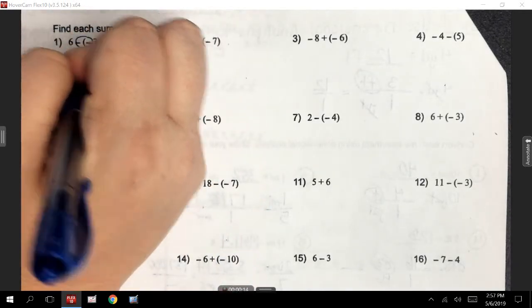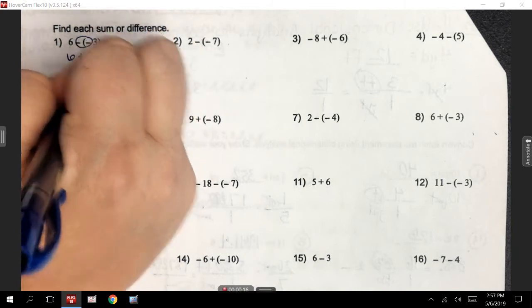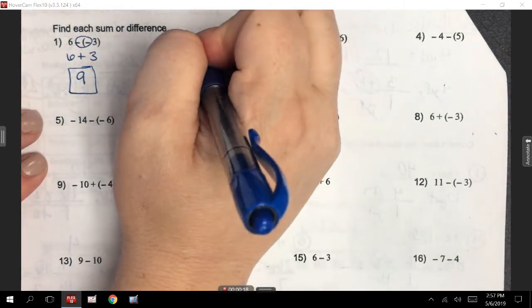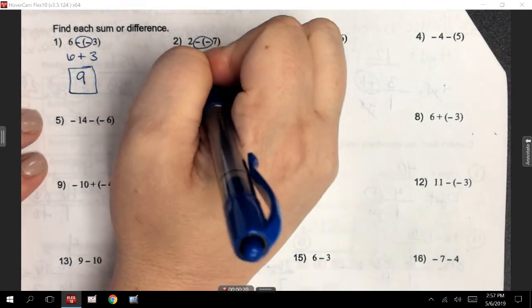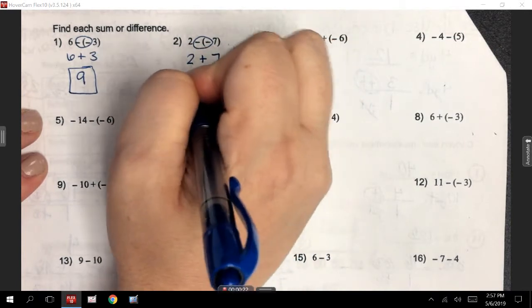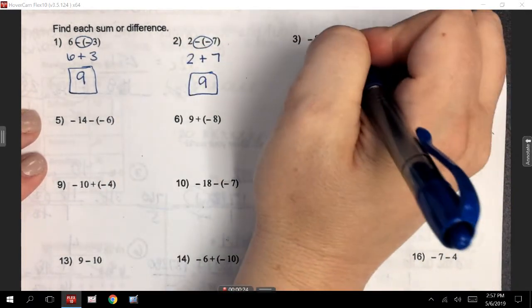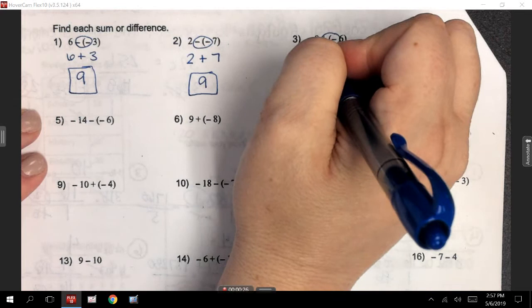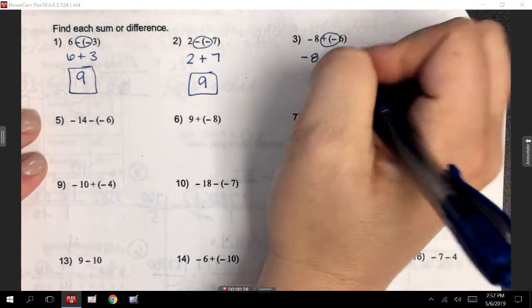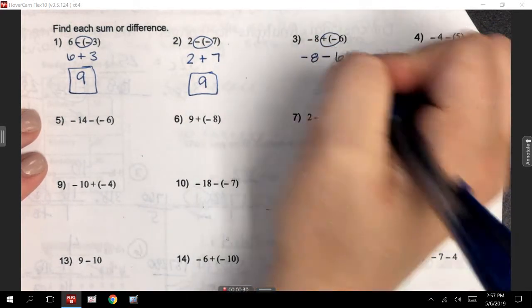That changes to 6 plus 3, so that gives us 9. These we would also circle because that's a double sign. Now we have 2 plus 7, which gives me 9. Right here I have a double sign, so I'm going to write -8. Those are different, which means minus 6.